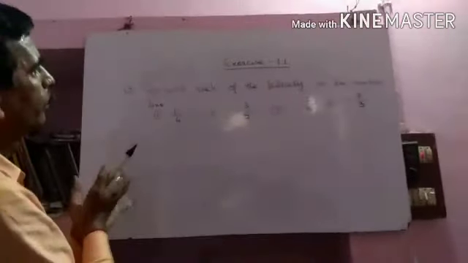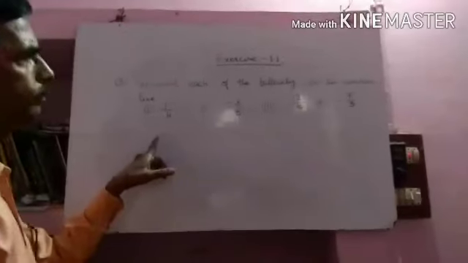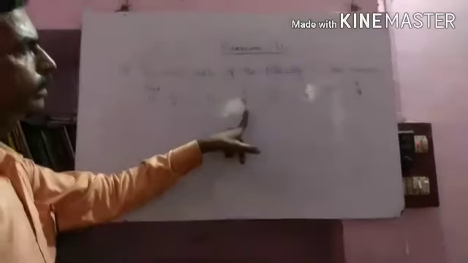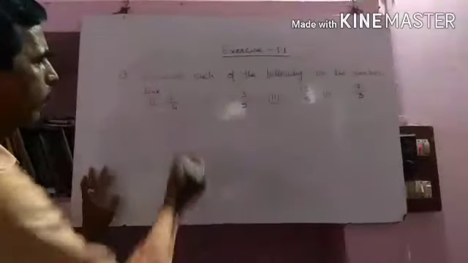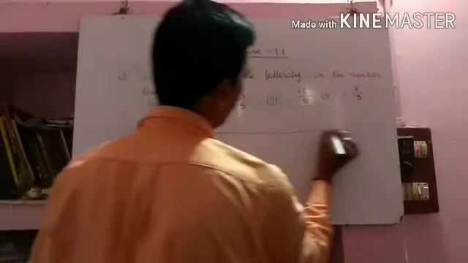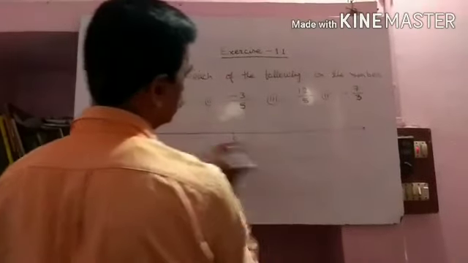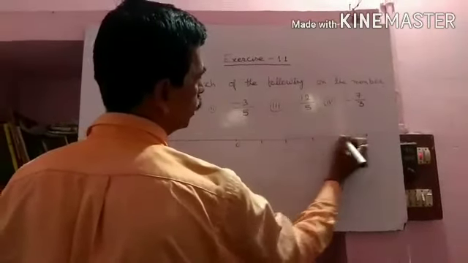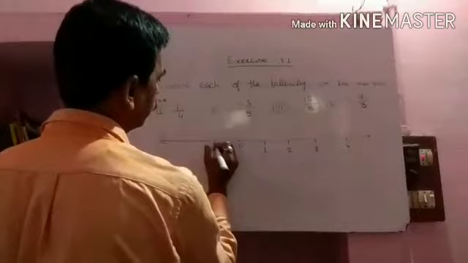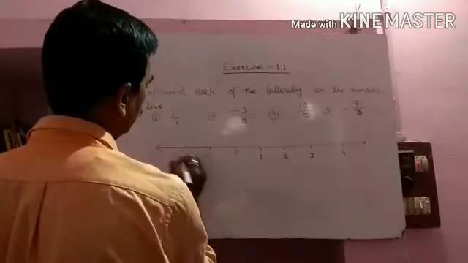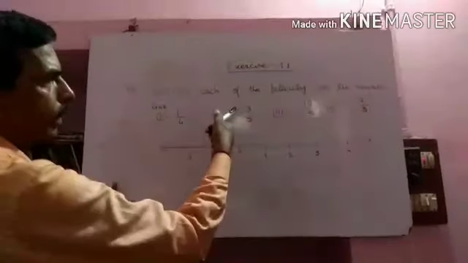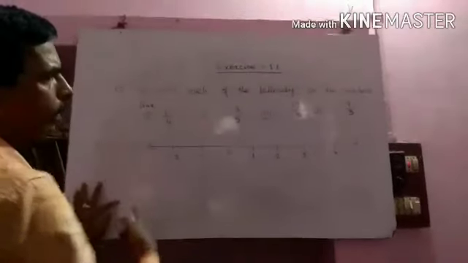The question is, represent each of the following numbers on the number line, which is minus 3 by 5. You have seen that one. This is the sign of negative. So draw a line like this. This is the origin, and 1, 2, 3, 4, 1, 2, 3, 4, and on the negative side, -1 and -2. What is written? -3 by 5. Obviously there is a sign of minus, so it is on the negative side.